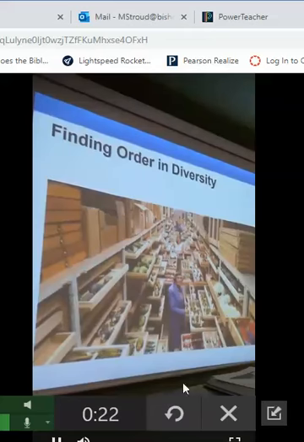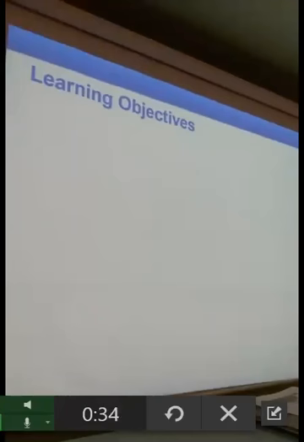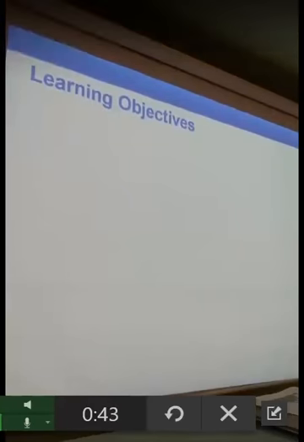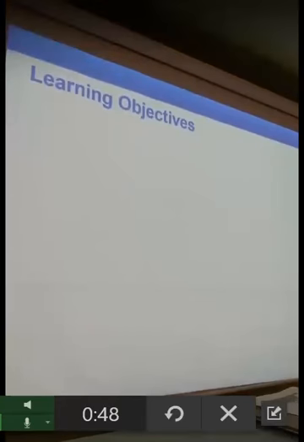Take a look. We're going to do chapter 18, section 1, finding order and diversity. What section 1 is about is how we organize and name all living things. It's very much how you organize your house, right? If I gave you a list of items and one of them was milk, and all I wanted you to do was figure out what room these items go in, you would put the milk in what room?